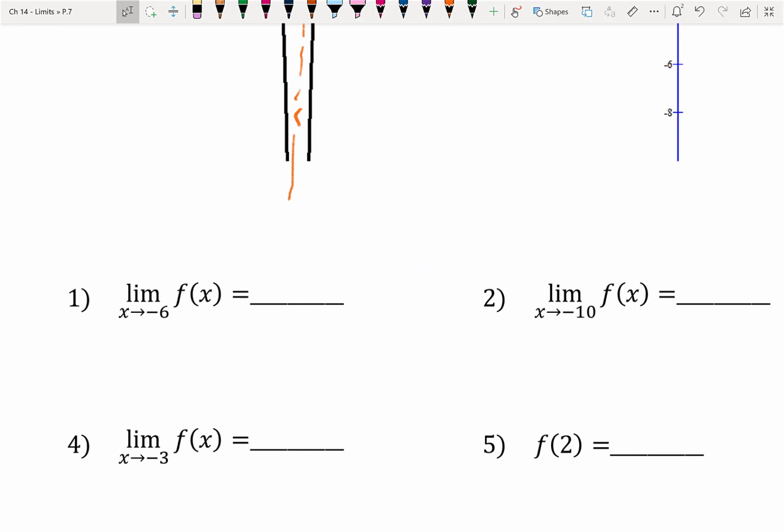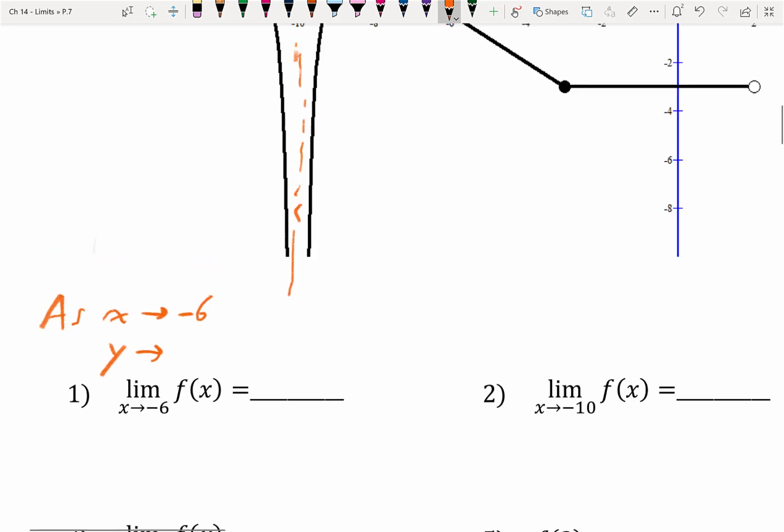The limit as x approaches negative 6. What I'm really saying is this, which I'll write up above. As x approaches negative 6, what does y approach? Which means that as x gets infinitely close to negative 6, what does y approach?